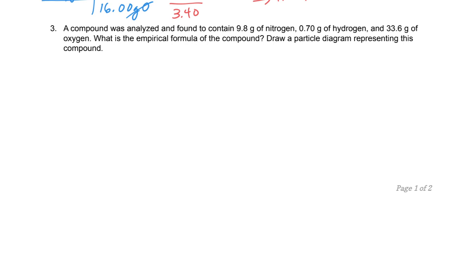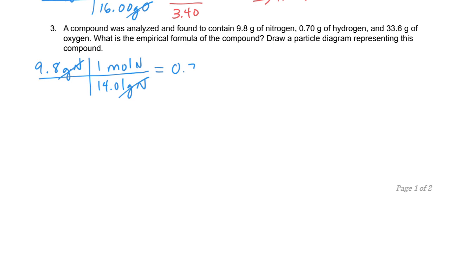Our first step is the same as the previous ones. We convert from grams to moles. So we have 9.8 grams of nitrogen, and the periodic table tells us the nitrogen is 14.01 grams per 1 mole. And again, as in all the previous problems, we put the 14.01 grams on the bottom because we want our grams to cancel and get moles for our answer. So we multiply by the 1 on the top, divide by the 14.01 on the bottom, and we get 0.70 moles of nitrogen.